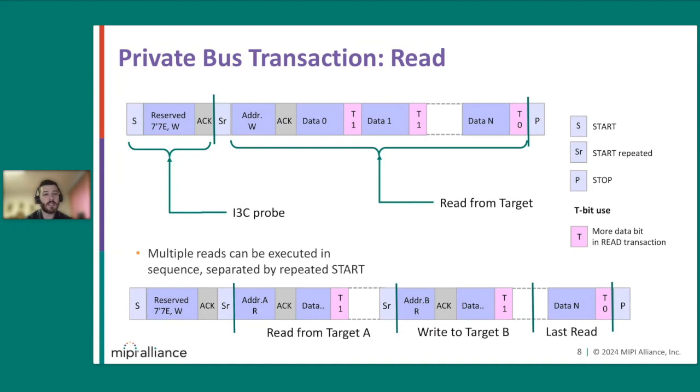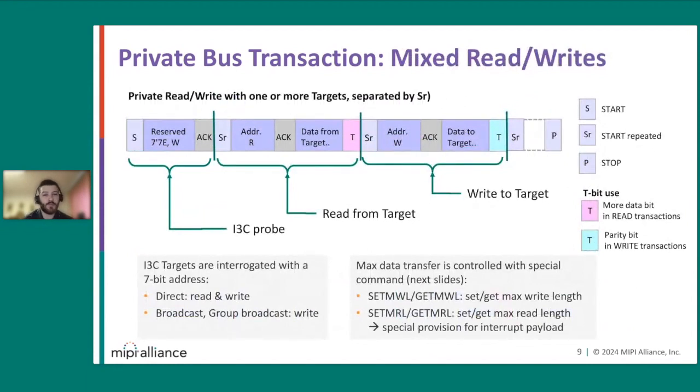The biggest difference here between the read and the write is the T-bit. Whereas with our write data, the T-bit is parity, for read, it is an indicator that there is more data to come. So on this top figure, you can see whenever there's that T-bit 1, more data comes. Once you see that T-bit go to 0, we get that stop indicator right after, saying that we're done with that given transaction. So now we can also have mixed reads and writes.